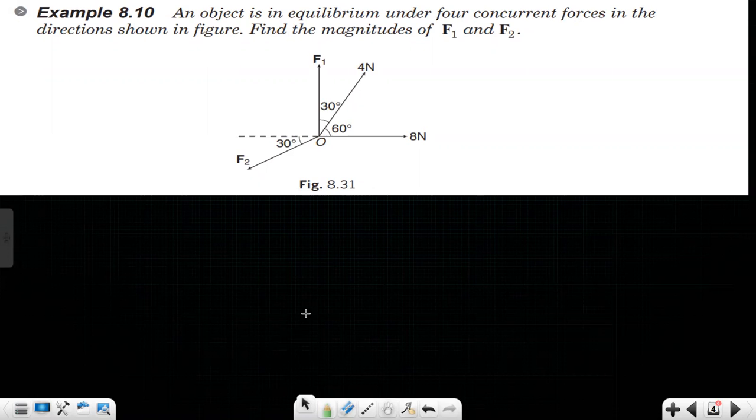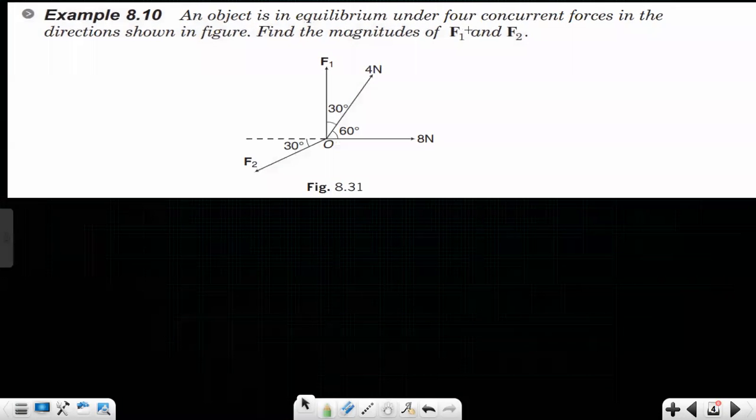Okay, sir, this is a question based upon equilibrium of concurrent coplanar forces. Everything is the same actually: sigma Fx = 0, sigma Fy = 0. If at all, you can use the torque equation also. But here, how many variables are there? Only two variables. So two equations will be sufficient, right?